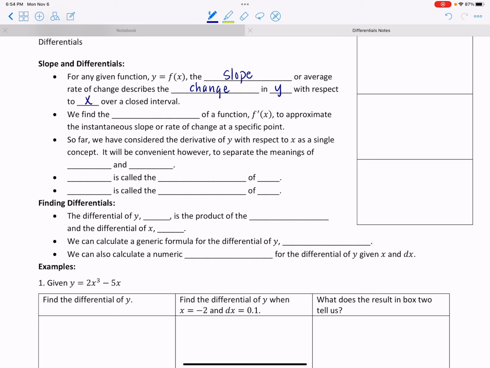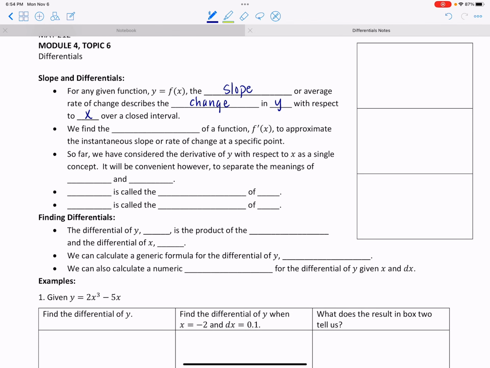So we have a formula for slope that we tend to think about as y2 minus y1 over x2 minus x1. But again, the y2 minus y1 represents the change in the y values, and the x2 minus x1 represents the change in the x values if we're looking at some closed interval for a function. And again, that's the slope, or the average rate of change. So we can start by saying, again, what's familiar is that slope represents the change in y values with respect to the change in x values. Okay, so that's like when you first learn slope, that's what you learn.